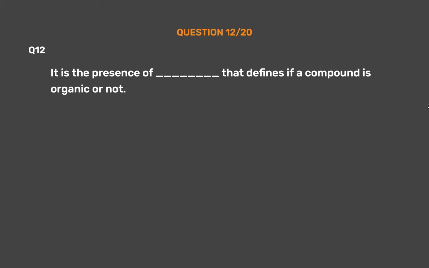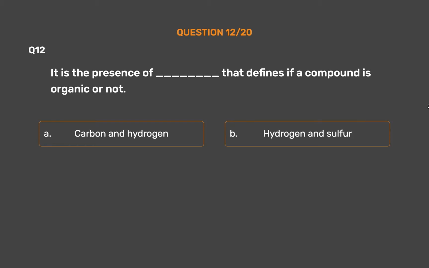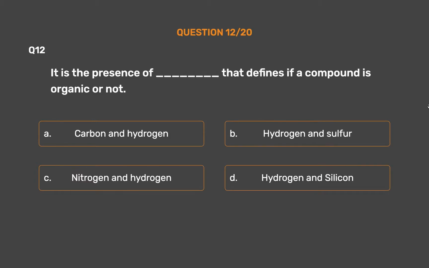Question number 12. It is the presence of underscore that defines if a compound is organic or not. Option A. Carbon and hydrogen. Option B. Hydrogen and sulfur. Option C. Nitrogen and hydrogen. Option D. Hydrogen and silicon.